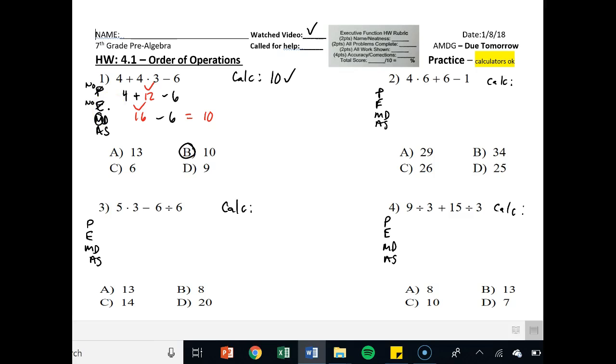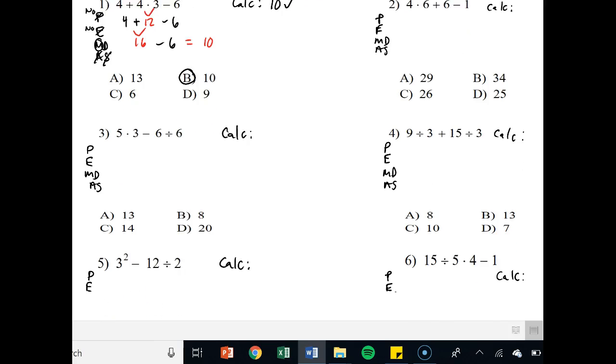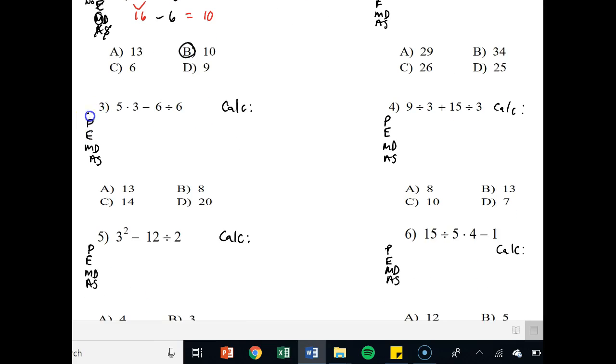And then I went through there. I should have crossed off my A and my S because I added and subtracted. All right, and then I got B there. So let's take a look at number 3. All right, so do I have any parentheses? No, I do not. Do I have any exponents? No, I do not. What's the first thing I'm going to do?